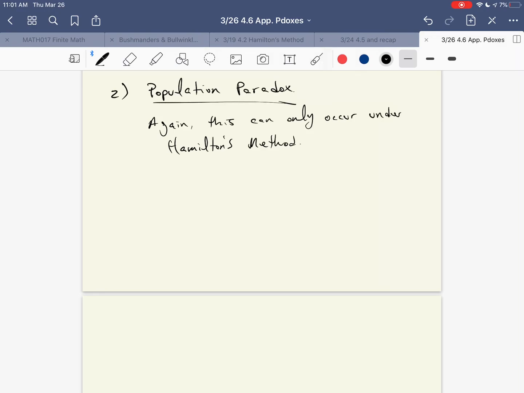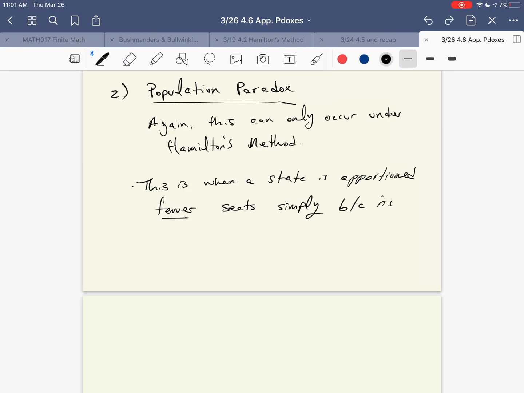Okay, so what is the population paradox? This is when a state is apportioned fewer seats simply because, oh no, I should write that better. Population has risen.